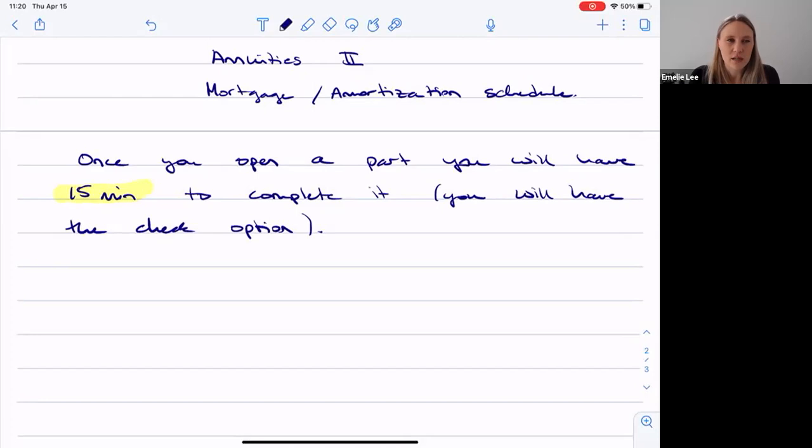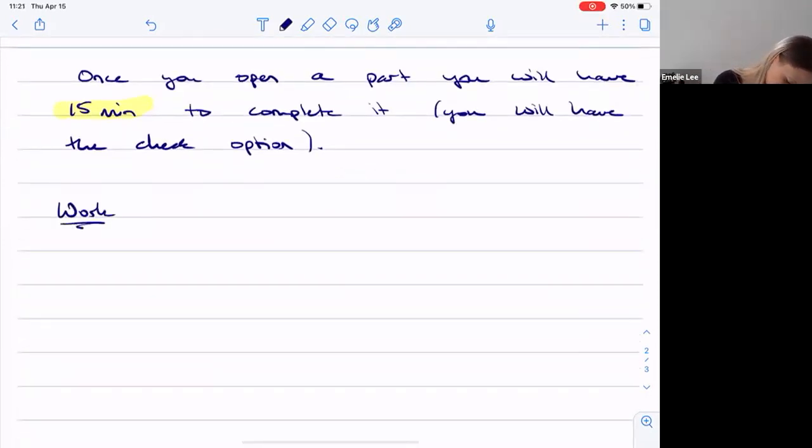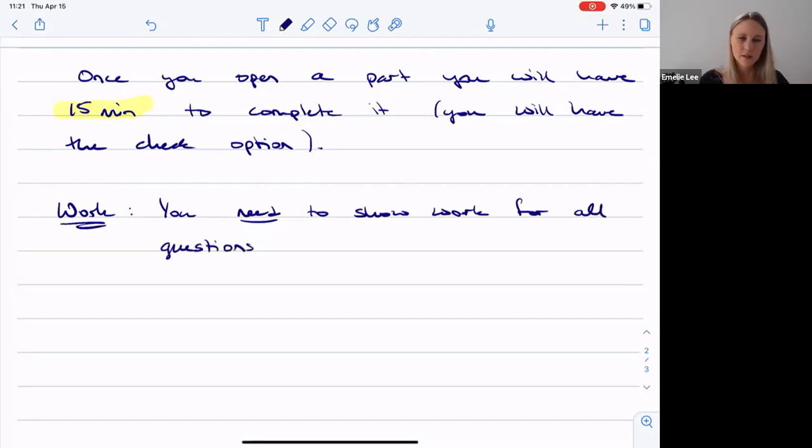What else? Okay, 15 minutes, you'll have the check option. You have to submit all your work. Okay, so you need to show work for all the sections, and you need to submit it as one PDF in order. Okay, so in terms of work, you need to show work for all questions. Okay, so some of them more than others, right? And I'm not even sure if there's a timeline. I don't remember seeing a timeline. I won't take marks off if there is no timeline, but I'd love to see a timeline.